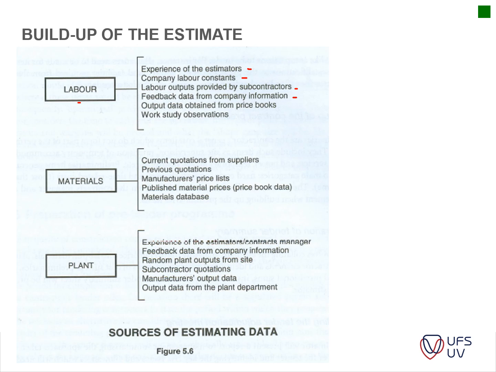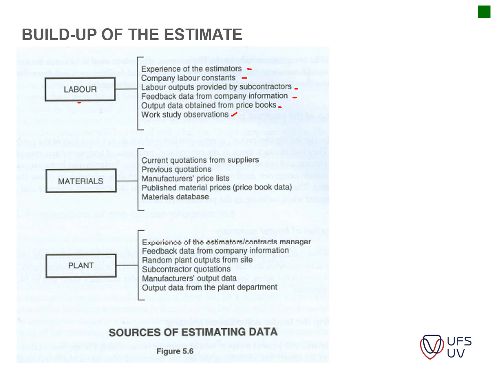The company information is usually the rates per hour for the labor that you're going to use on site. Then you've got your output obtained from price books, so previous tenders, etc. Work study observations: if you've got a new resource or a new bricklayer on site, you might go and look at a project where he is currently working, and you can assess whether he can actually do this work within the allotted time. So it all comes down to experience, basically.